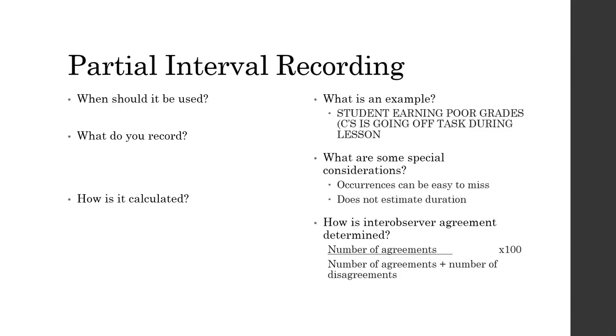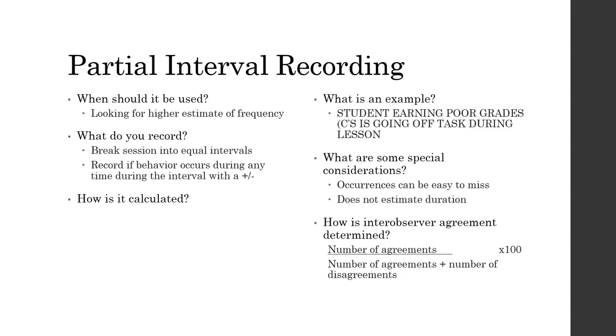Partial interval recording is another option to estimate frequency, but we're looking for higher estimates of frequency. Again, you're breaking your session into equal intervals, such as a 10-minute session could be broken into 20 30-second intervals. And you record the behavior if it occurs at any time during the interval. It does not have to occur the entire interval. And then you count your number of occurrences or pluses and divide that by the number of intervals.